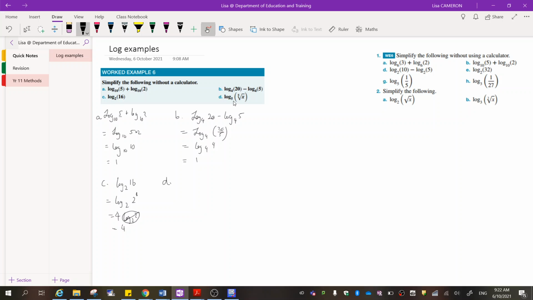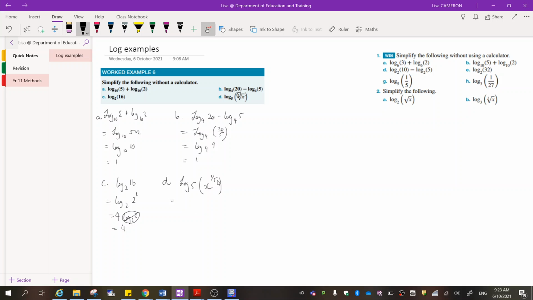D, log 5. Now, I'm going to rewrite this as its fractional indice that it is. So remember that inside here there would be a little 1 above that, so it's 1 over 5. Normally, we don't write the 2 in here, and then that's how we know it's to the power of a half. Just remember that whatever number is out the front is on the denominator of your index. I mean, sorry, of your fraction.